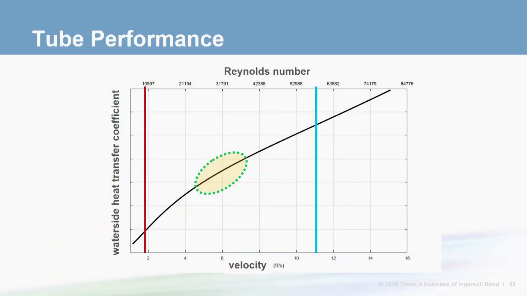Let's discuss what I mean by a properly functioning system within the range of acceptable flow rates. Here's a graph of a tube's heat transfer coefficient versus the velocity of the fluid in the tube, as well as the associated Reynolds number. The velocity is the scale on the bottom of the graph, and the Reynolds number is the scale on the top. You'll routinely find the min and max flow rates defined in terms of velocity, specifically feet per second. However, it's actually the Reynolds number that manufacturers are concerned with regarding tube performance.